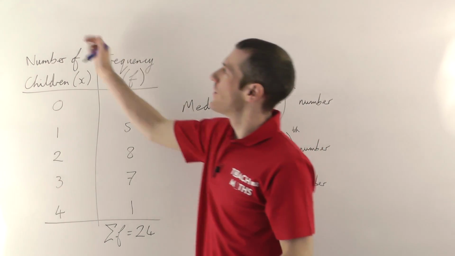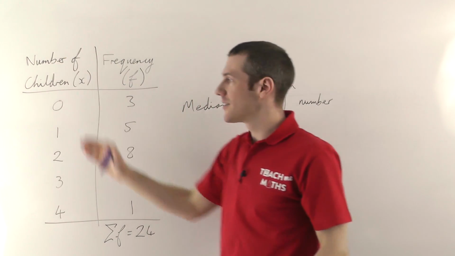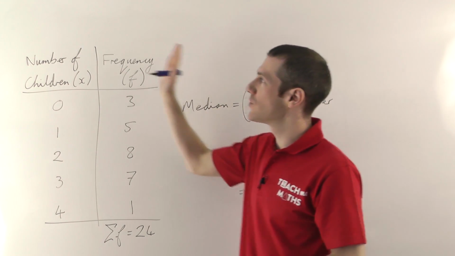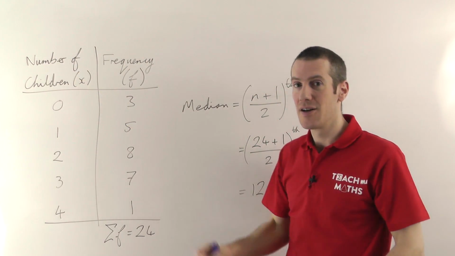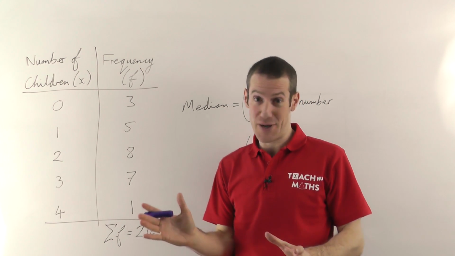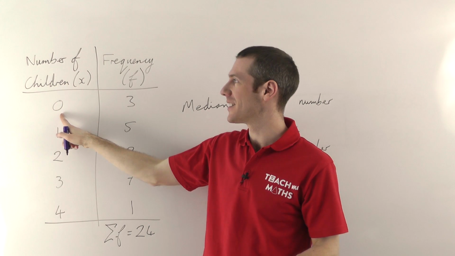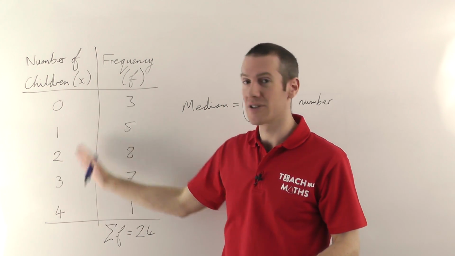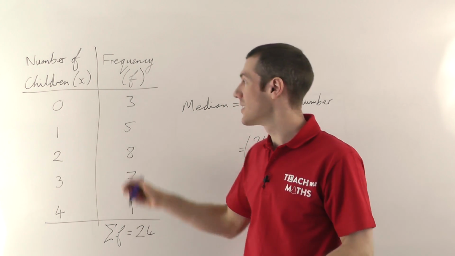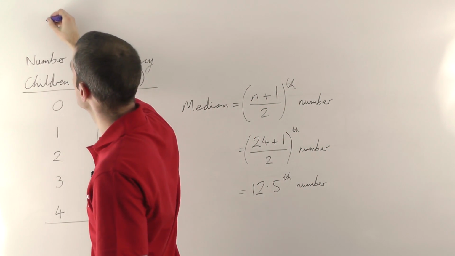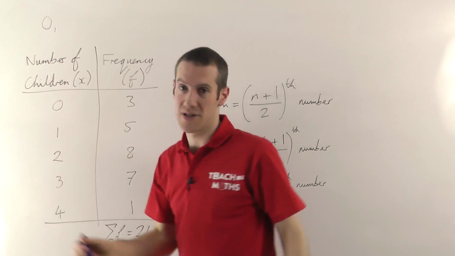So the first number in our list, when we take all the numbers of children from all the different families and write all those numbers in order from smallest to largest, will be 0. Because they've got to be in order from smallest to largest, and 0 is the smallest number in the list. There are 3 of them, so the first number in the list is 0.